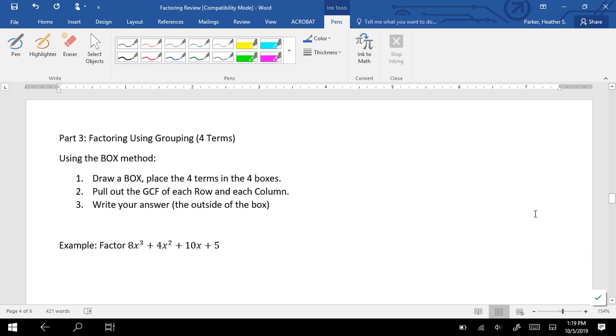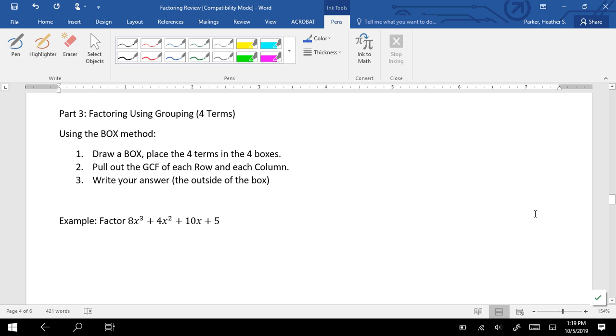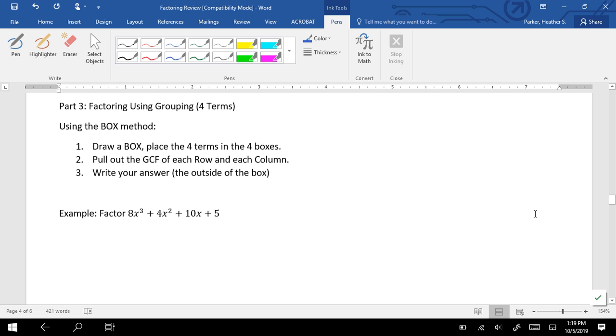Part 3 is factoring using grouping. We're going to do this with 4 terms. Most likely, unless you learned factoring using the box, you used a slightly different method to factor your 4 term polynomials. Again, this is just a different way to organize the work, and I feel like if we organize it using the box, we make fewer mistakes.